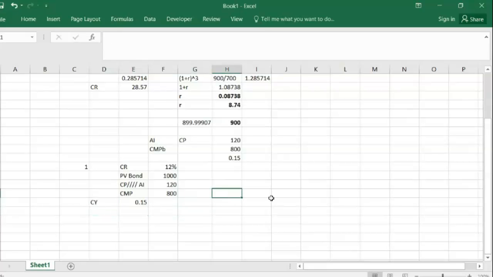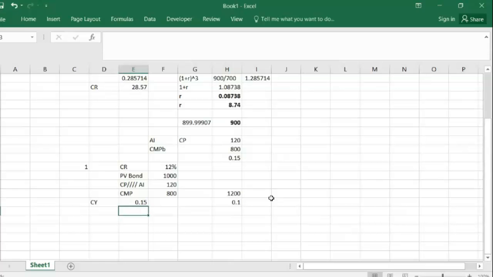In the same case, if the bond is available in the market for 1,200 rupees, then 120 divided by 1,200 is 10%. The current yield is 10%.